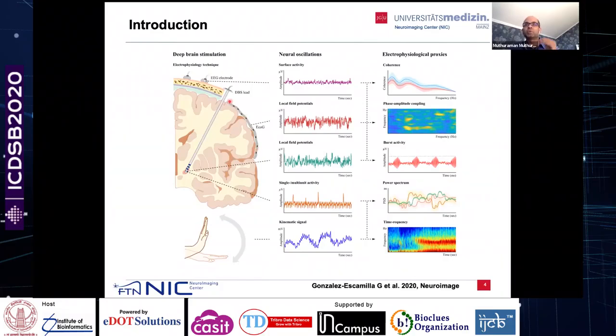What it means is we put a strip of electrodes on the top of the brain, and then we can also look at local field potentials. Or we can directly on the top of the scalp put an EEG electrode and record the surface activity. So these are some of the methods we use. We call them electrophysiological proxies. So just go into one or two of these measures.